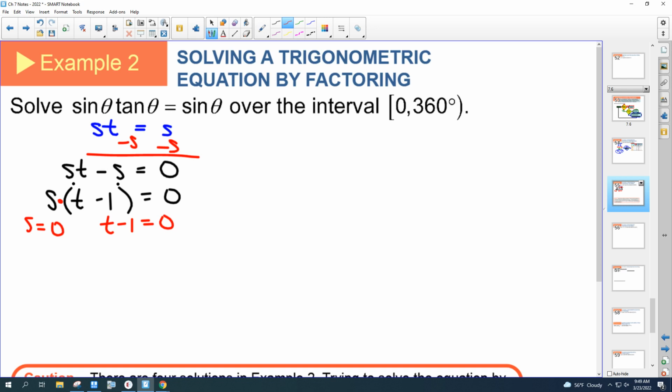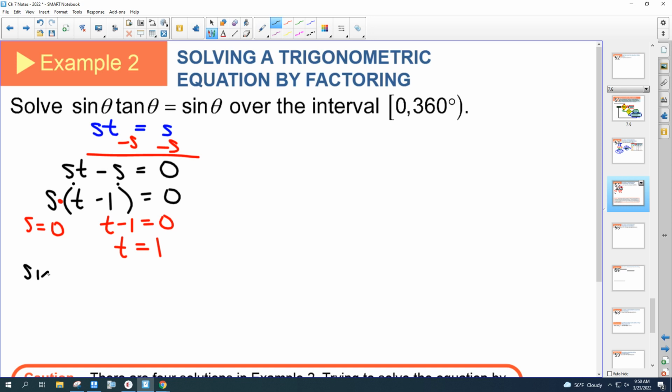And so then that t minus 1, I'm going to isolate t. You're going to add the 1 over and get t equals 1. It's tempting to stop there, but we're not finished because we haven't done the trig yet. Okay, we did the algebra, that's the algebra, but those are not the answers. We still have to do the trig. So go back and code switch back to trig.